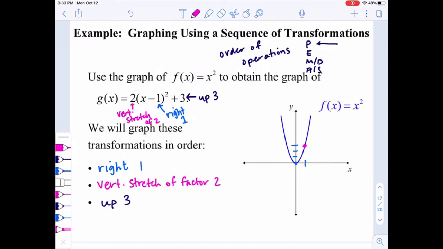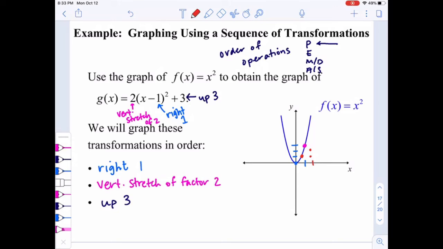Now maybe I take another point, an ordered pair like an initial 1, 1, right? If I would have started by moving that 1, 1 point, I shift it to the right 1 space, which means I'm now over 1 space. I'll be about here. And then I'm going to vertical stretch it by 2. Well, my y value right now is at a positive 1. 1 times 2 is just going to take it up to a 2, which means it's going to end up about here now. And then I'm going to shift it up 3 spaces.